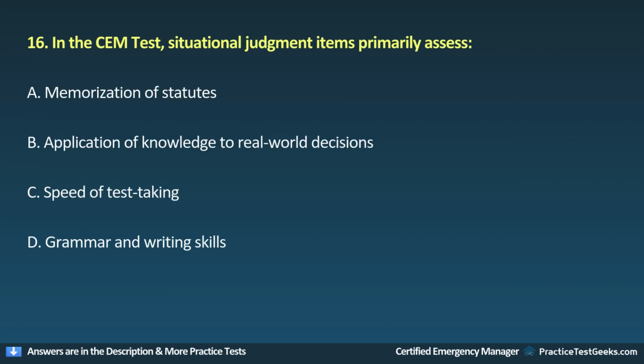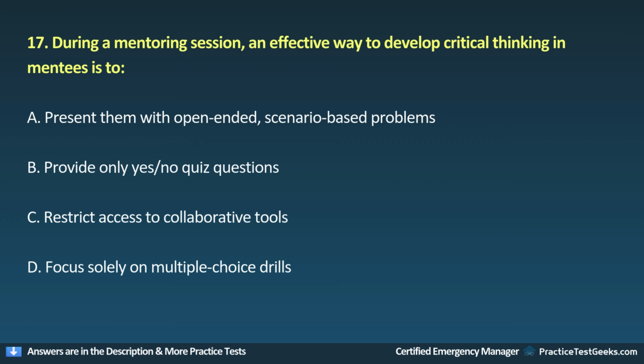16. In the CEM test, situational judgment items primarily assess: A. Memorization of statutes. B. Application of knowledge to real-world decisions. C. Speed of test-taking. D. Grammar and writing skills.